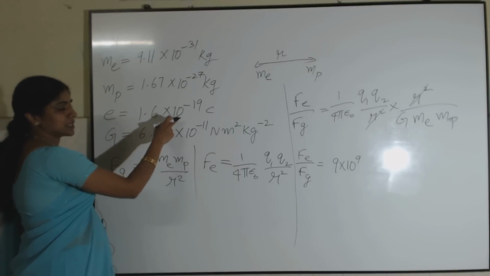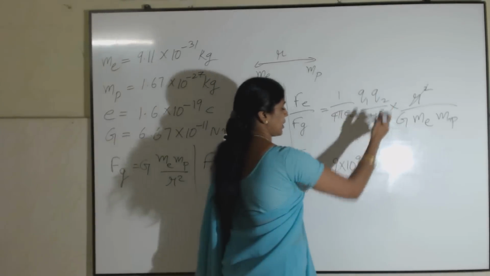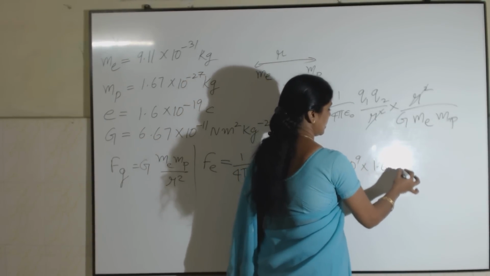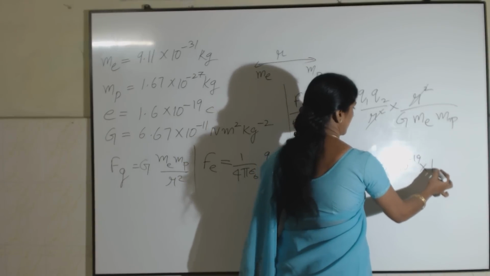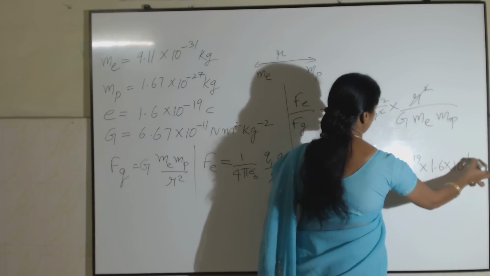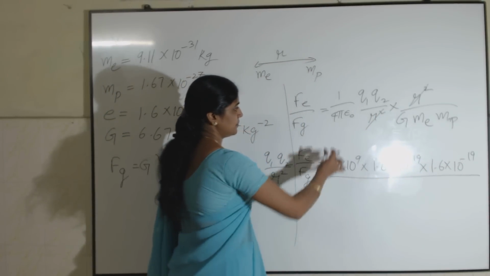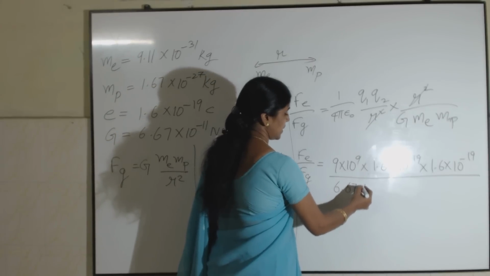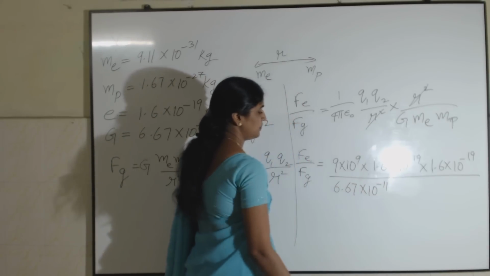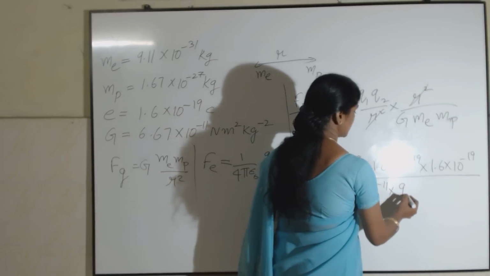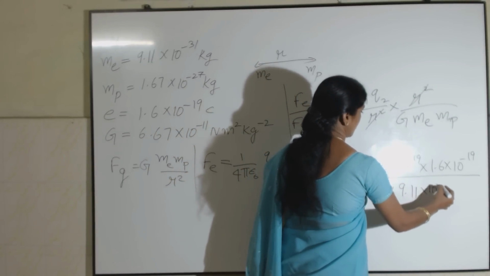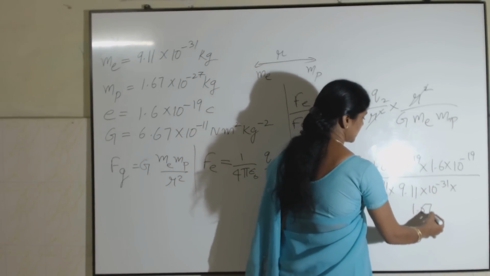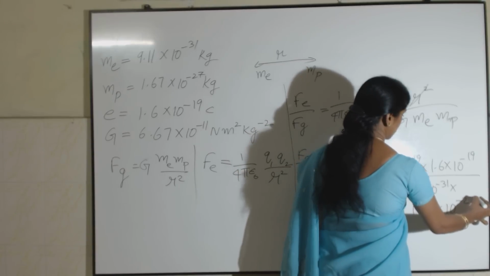It is nothing but 1.6 into 10 power minus 19. So I want to square it, so I can write this as 1.6 into 10 power minus 19, again 1.6 into 10 power minus 19, whole divided by G. What is here? G, the gravitational constant. Its value is 6.67 into 10 power minus 11. And the mass of the electron is given as 9.11 into 10 power minus 31 kg, into the mass of the proton, which is 1.67 into 10 power minus 27 kg.